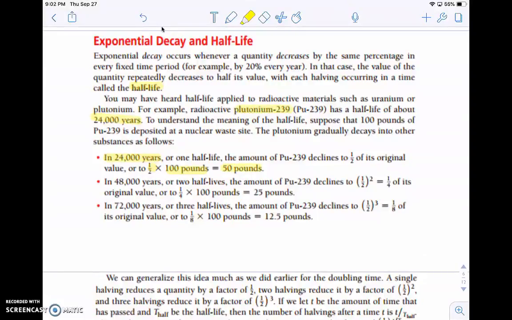In 48,000 years, that's 2 half-lives, it declines by a factor of 1/2 squared, or 1/4. So we have 1/4 of 100 pounds, which is 25 pounds. And in 72,000 years, which is 3 half-lives, we take 1/2 raised to the 3rd power, which is a factor of 1/8, and we'd have 1/8 of the original amount, which is 1/8 times 100, or 12.5 pounds. So that hopefully gives you an idea as to how these half-lives work and what factor we're decaying by over certain periods of time.